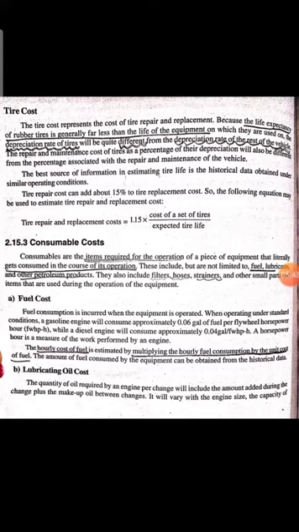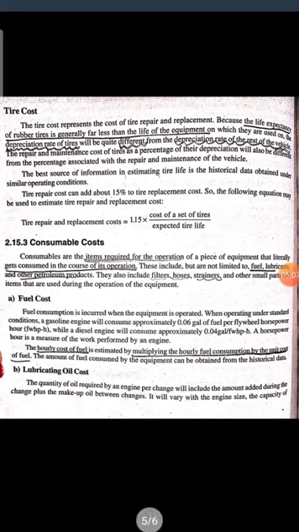So now let's move on to the third topic, consumable costs. So for any equipment to run, it requires fuel, lubrication and other petroleum products. And other than this, filters, hoses and strainers and other small parts are also used in the equipment time and again. So these all comes under consumable costs.